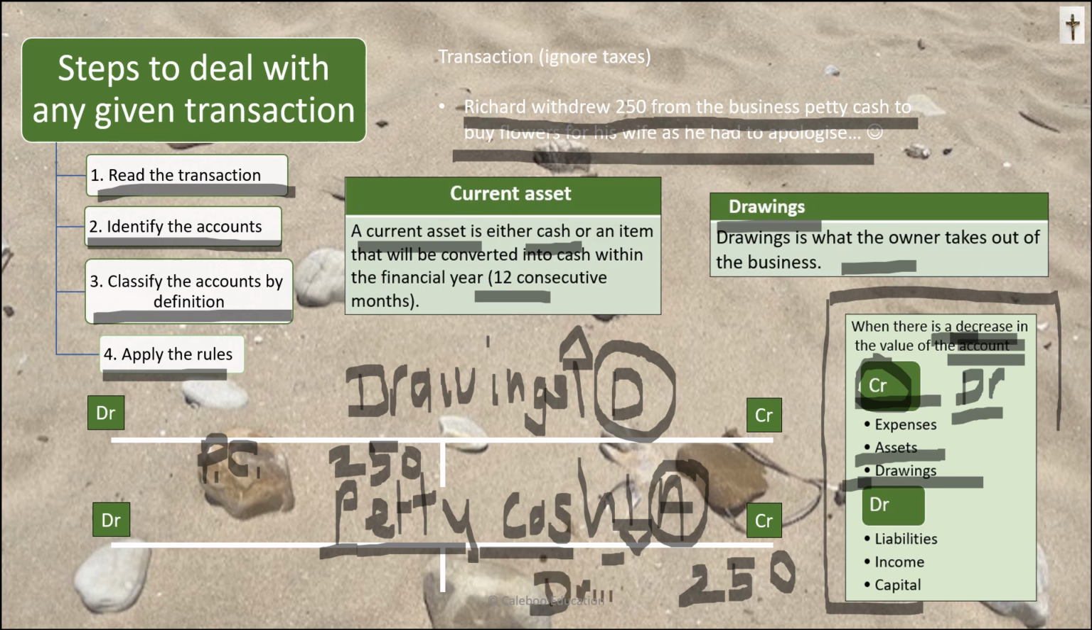I'll write it out neatly, as I always do, just to demonstrate it. And then you'll have the date. So now drawings was debited in this transaction, and petty cash was credited. Drawings was debited because the rule says an increase in drawings, debit. A decrease in the value of our asset on hand, the rule says credit.